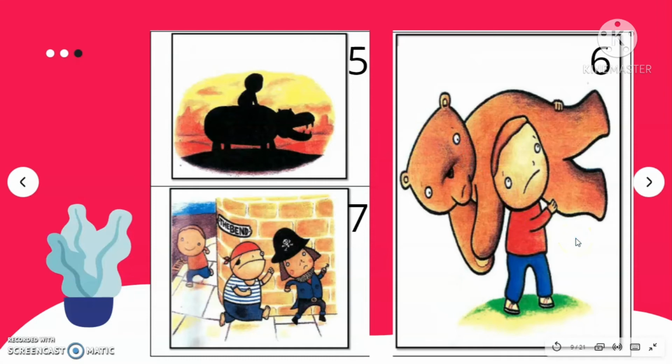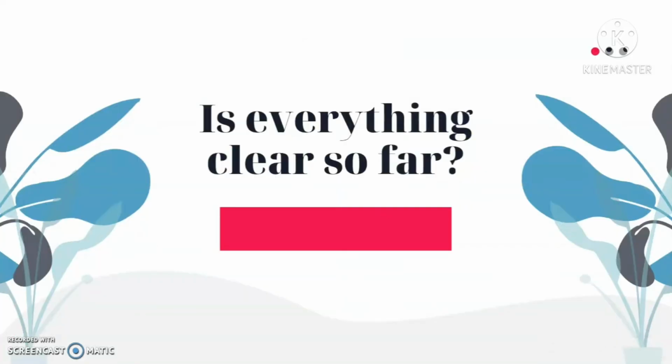Look at picture number 6. What animal is this? Yes, this is a bear. What is the boy doing? He grappled with a grizzly bear. Last picture, picture number 7. What is the boy doing? Yes, he chased a band of pirates. Do you know what a pirate is? Okay, well done. So, is everything clear so far?